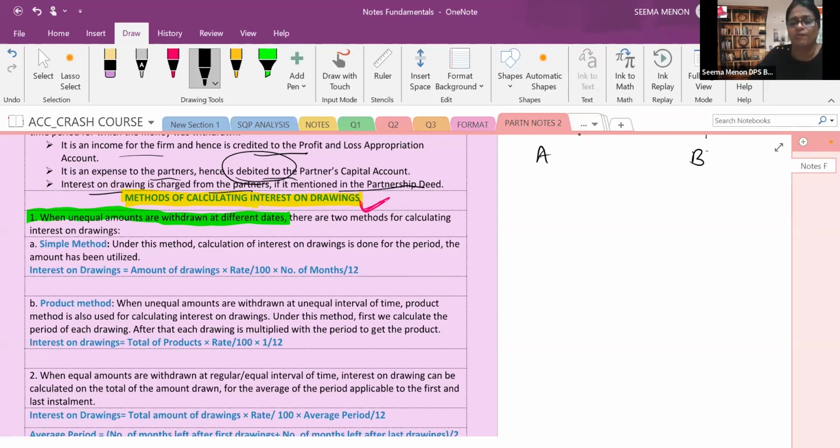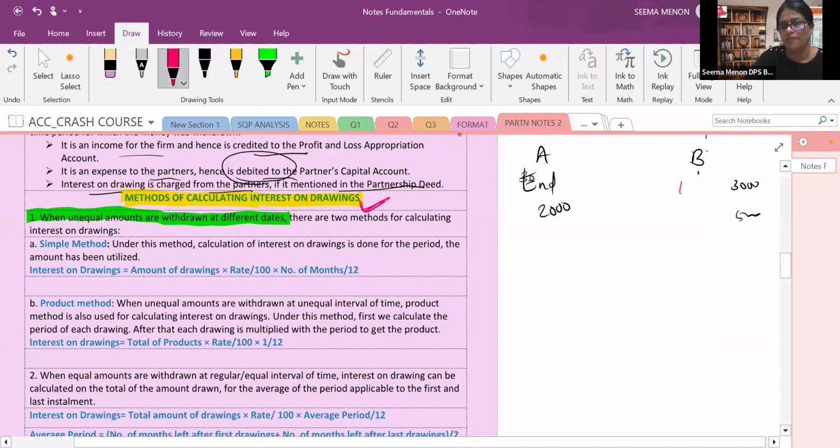Partner A and partner B. Partner A withdraws 2000 rupees at the end of every month, that means 30th April, 31st May, 30th June, the end of every month. So the time is fixed and regular and the amount is also permanent. But B withdraws 3000 rupees on 10th April, then 5000 rupees on 5th May. I will write it like that, okay?